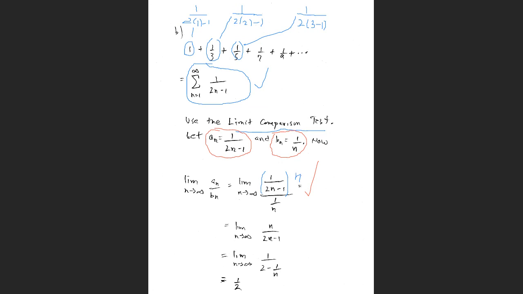I'm going to multiply top and bottom by n over n. And so I get the limit as n goes to infinity of n over 2n minus 1. Then I multiply the top and bottom by 1 over n, anything to get it in an easier form. And we're going to get out a half.